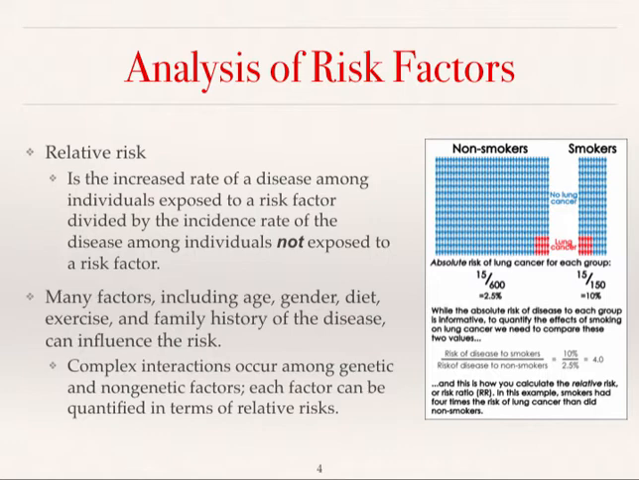So basically, it's the incidence rate of disease among those individuals that are exposed to a risk factor divided by the incidence rate of disease among individuals that are not exposed to it. A good example would be comparing non-smokers to smokers and the outcome of lung cancer. Obviously, the risk is going to be much higher in those patients that smoke.